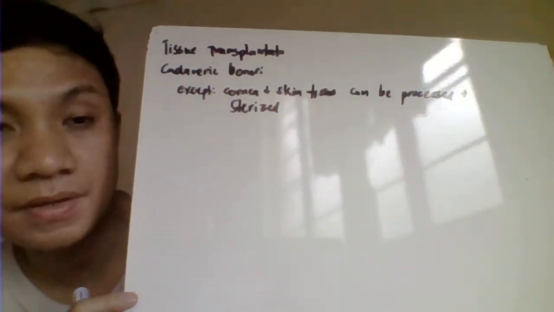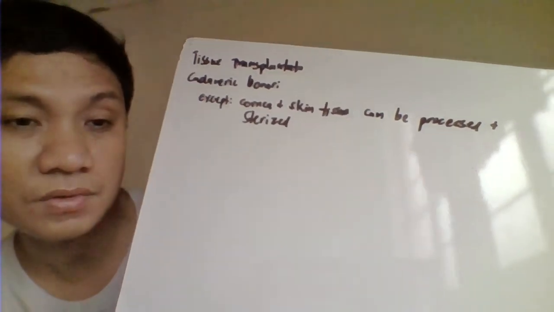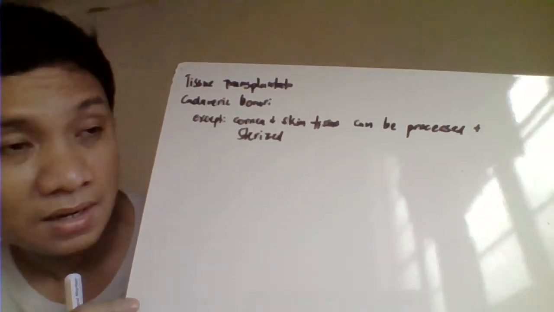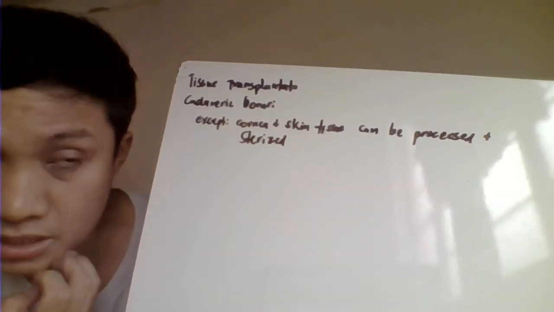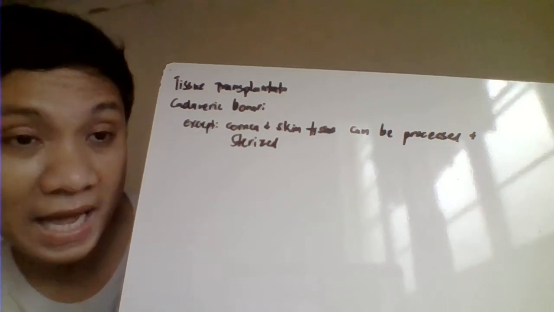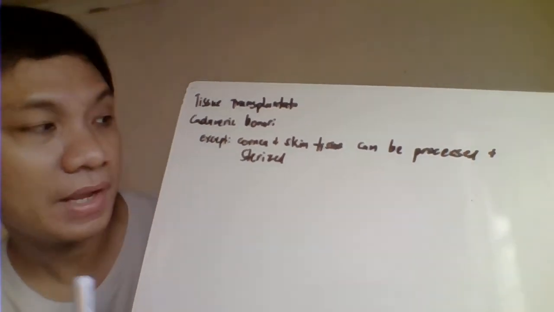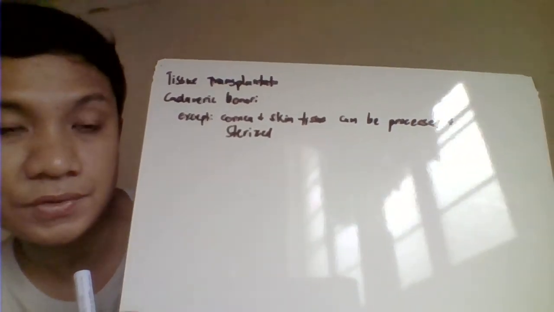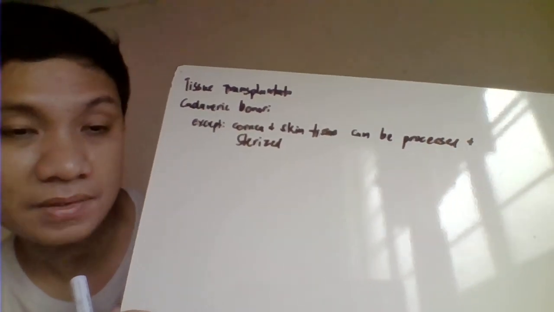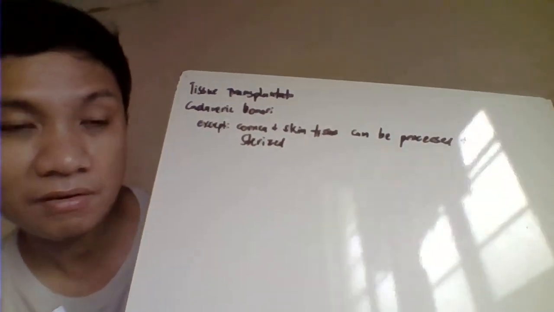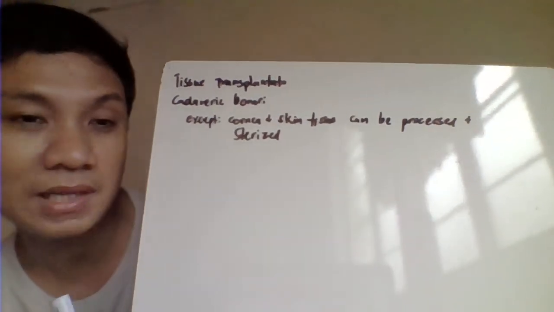Then we have here our soft tissues. Then you can have your bones, you can have your cornea, skin. So usually you have your cadaveric donor, so to say, dead na siya or about to die. So except here for the cornea and skin tissues, where eventually that one has been collected already and being processed and sterilized and for sale in the hospital for that.